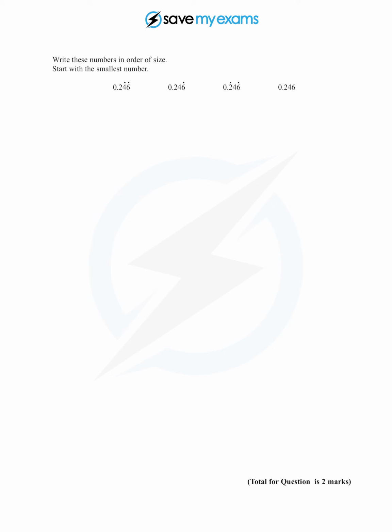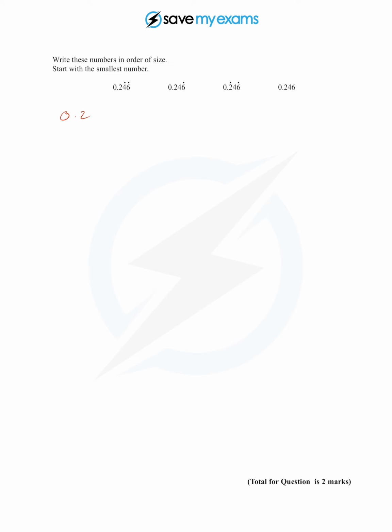So we're given four numbers and asked to write them in order of size, starting with the smallest. Now all of these have got recurring decimals in them, apart from the last one actually. So let's write down the decimals in a slightly expanded form.